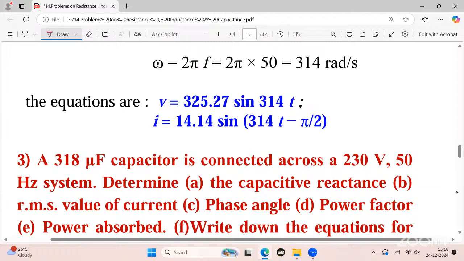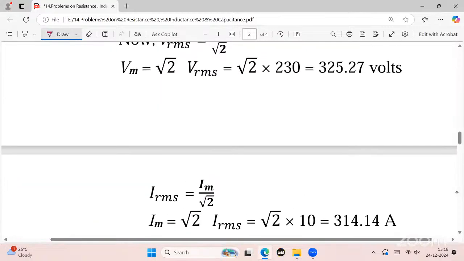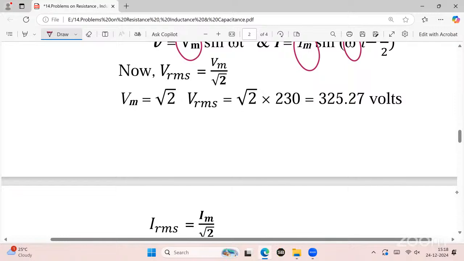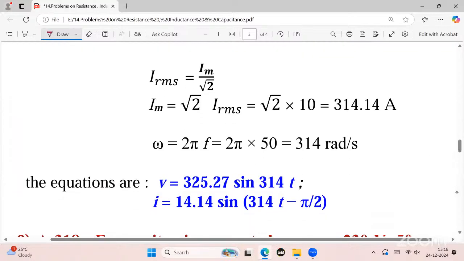Yes. Have you completed problem 2? Problem 2, inductance. Completed?